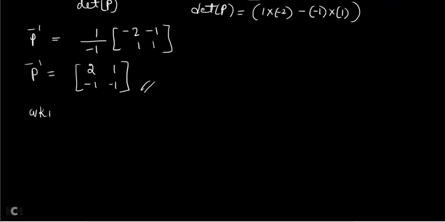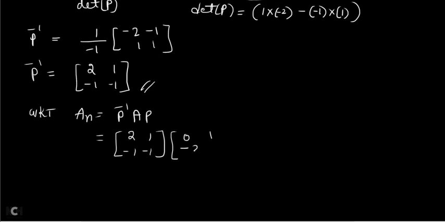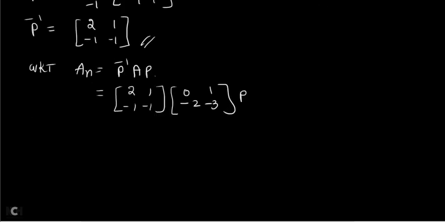We know that An is equal to P inverse A into P. Substitute P inverse: 2, 1, minus 1, minus 1. That you multiply with A. What is the A matrix? 0, 1, minus 2, minus 3, into P. P you write down as it is, don't substitute. We will do the first 2 matrix multiplication in one step. In each step you do only 2 matrix multiplication.